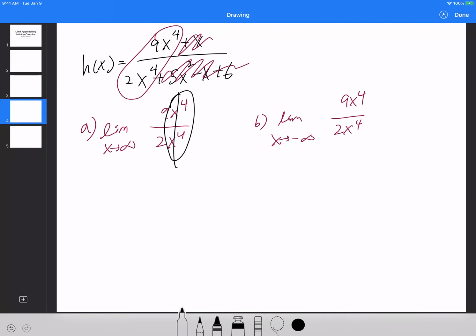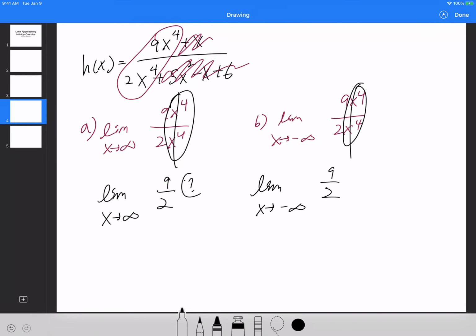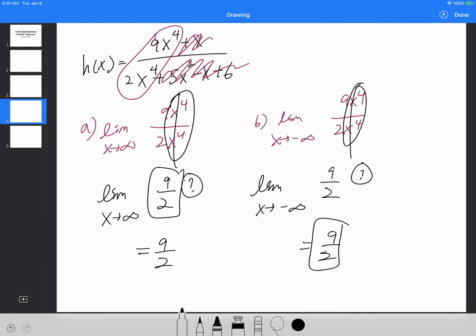Yes, the x to the fourth will cancel each other out. So what I'm going to end up with is that as x approaches positive infinity, it's 9 over 2. Limit as x approaches negative infinity is 9 over 2. Well, there are no x's whatsoever, right? So the limit just becomes 9 over 2 because the x to the fourth power will cancel each other out. After you plug in infinity, it will still cancel each other out. After you plug in negative infinity, it will still cancel each other out.